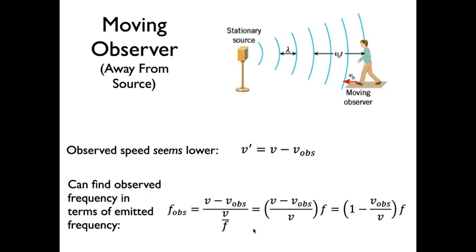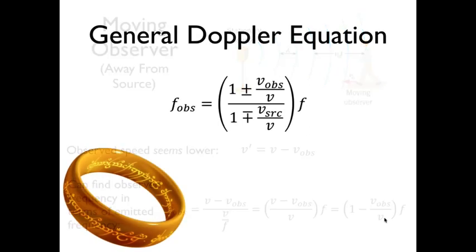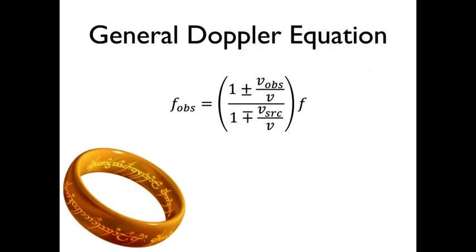All of the algebra here is the same except for the minus sign, and we end up with an observed frequency that is 1 minus the speed of the observer over the speed of sound, times the frequency that's generated by that stationary source. If you are the kind of person that likes efficiency, some books will give you this general Doppler equation, and that has everything in it that you could want.